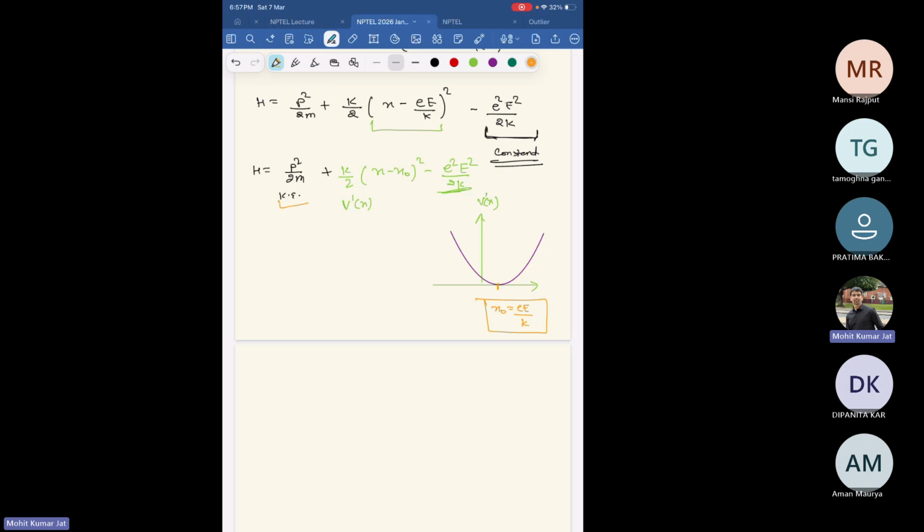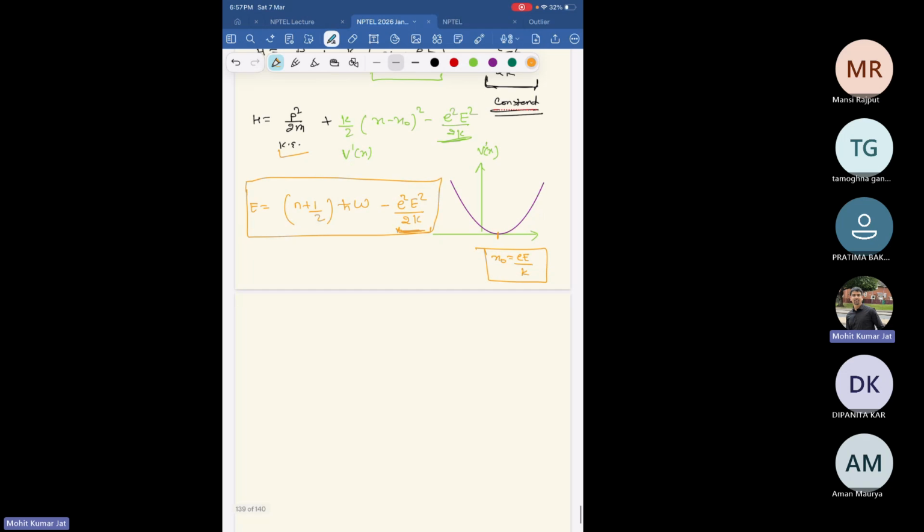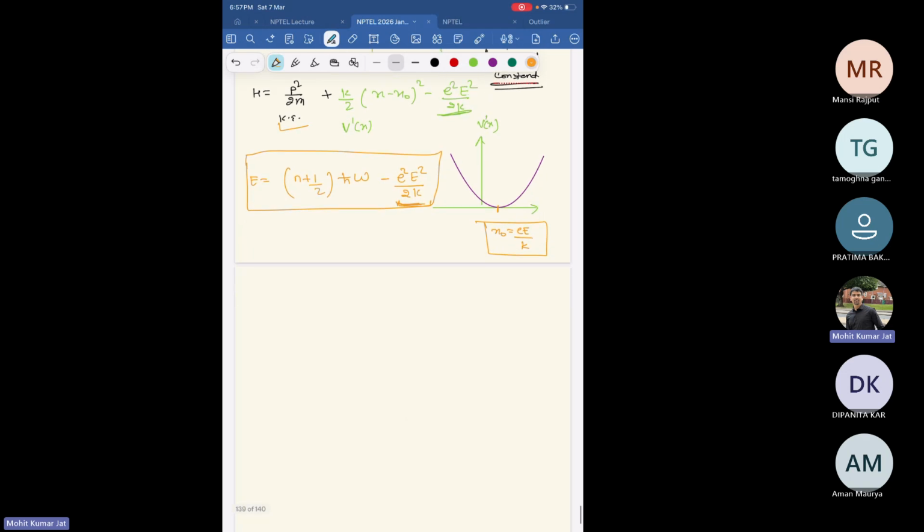So the energy will be, we know that for the harmonic oscillator it is n plus half h bar omega. For this one also it will be n plus half h bar omega minus e square E square by 2k. So the energy is shifted by a DC shift, which is e square E square by 2k. Other than that, everything remains the same. And the center of the potential has shifted by eE by k, which is x naught.